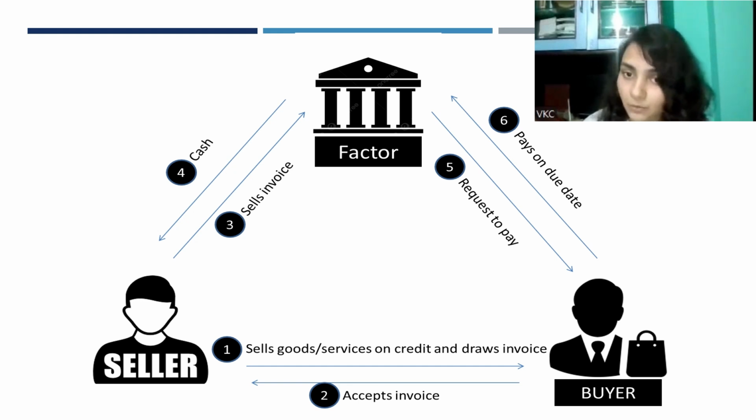The first is recourse factoring. In recourse factoring, the business retains the risk of non-payment by the customer. That is, if the customer doesn't pay, the business must pay back the unpaid invoice. In case of non-recourse factoring, however, the factor assumes the risk of non-payment. That is, if the customer doesn't pay, the factoring company absorbs the loss.